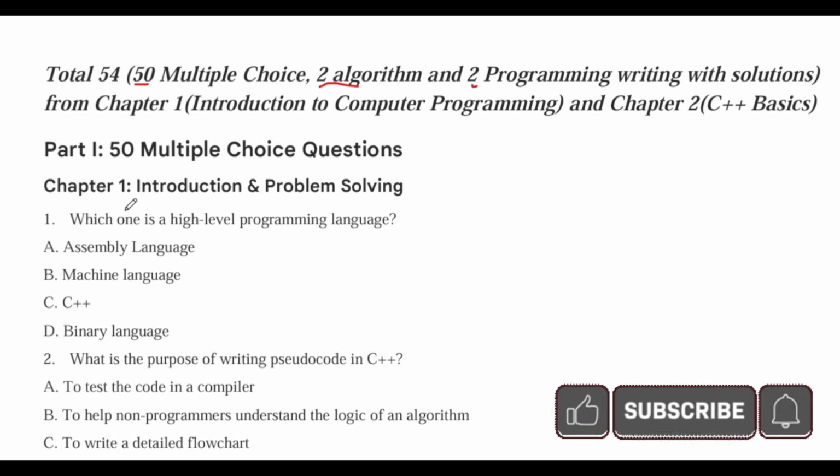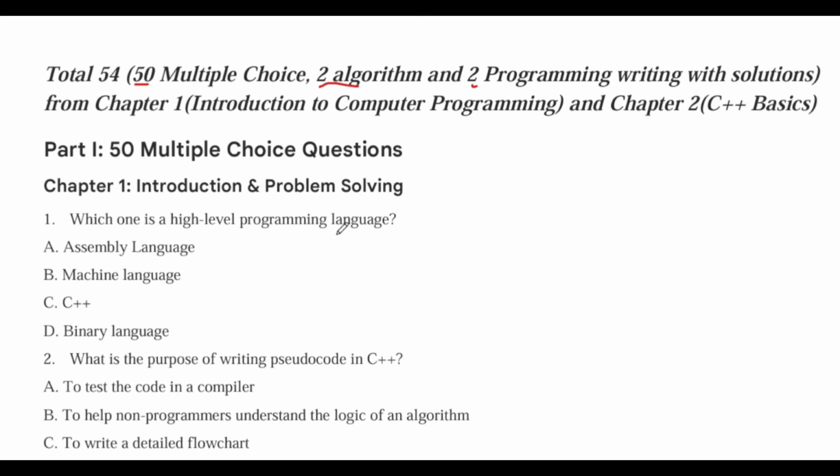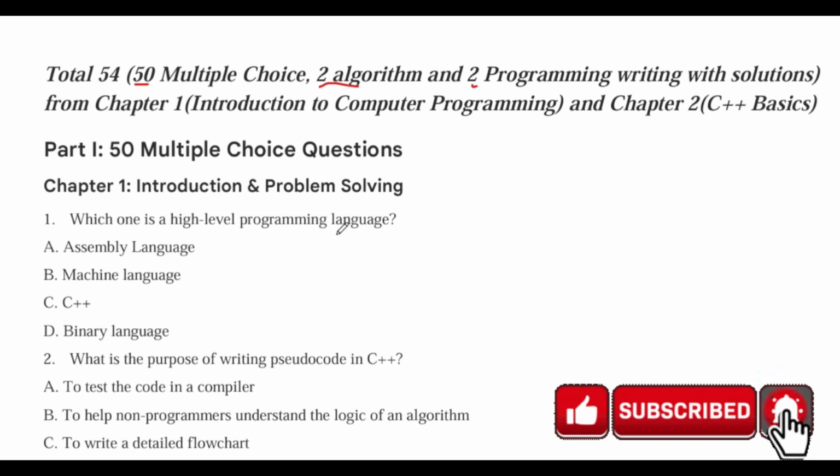Question number 1 from chapter 1. Which one is high-level programming language? In programming, we have different types or classifications of language. We have low language. Low language means machine language, which uses 0 and 1. The other one is assembly language. Assembly language is a symbolic instruction. The other one is high-level language.